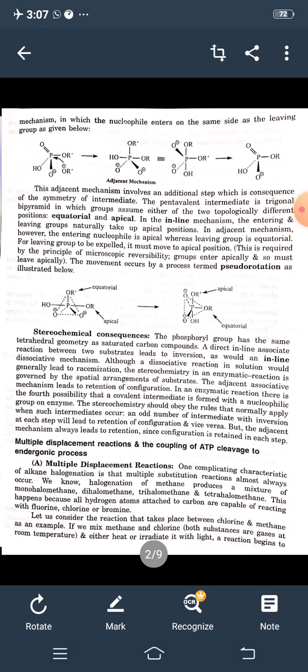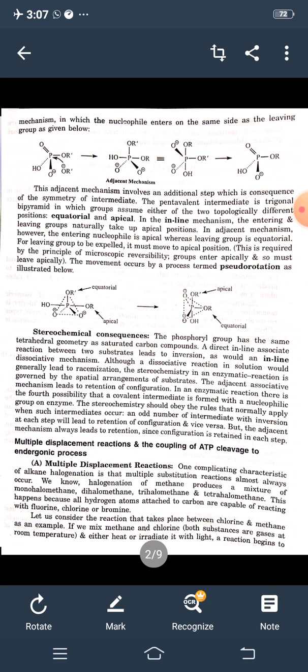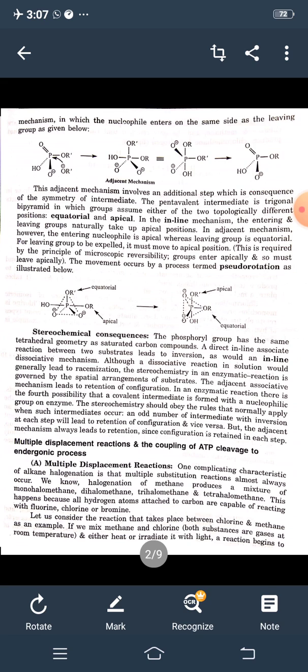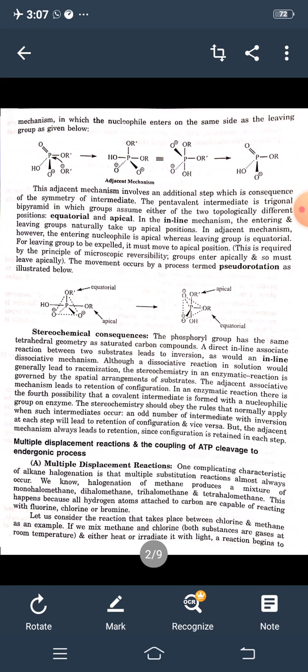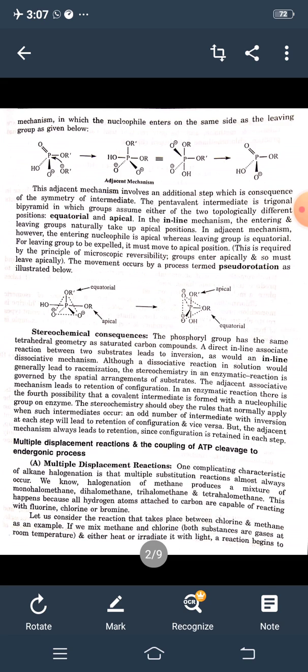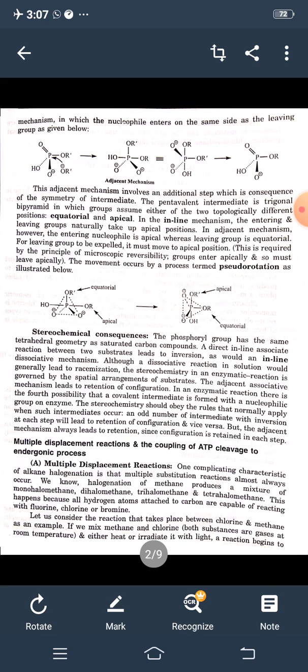The adjacent mechanism involves an addition step which is a consequence of symmetry of intermediates. The pentavalent intermediate is trigonal bipyramidal, in which the groups assume either of the two topologically different positions, means equatorial position, or it may be apical. In in-line mechanism, the entering and the leaving groups naturally take up an apical position. In adjacent mechanism, however, the entering nucleophile is apical, whereas the leaving group is equatorial. For leaving group to be expelled, it must move to apical position.